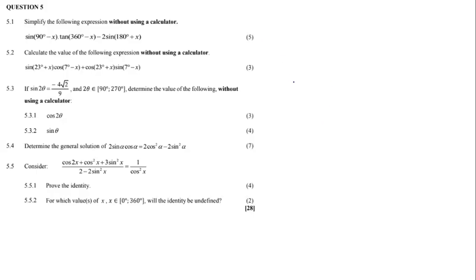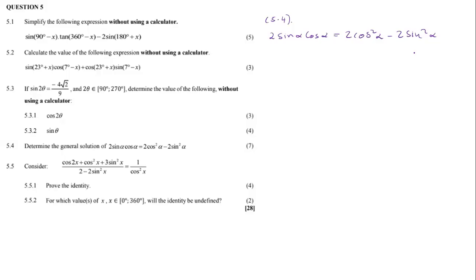So now we are heading to question number 5.4. They say determine the general solution of the following equation. Our equation is given to be 2 sine of alpha multiplied by cos of alpha is equals to 2 cos squared alpha minus 2 sine squared alpha. Right? So at this point in time, they want us to determine the general solution for alpha.